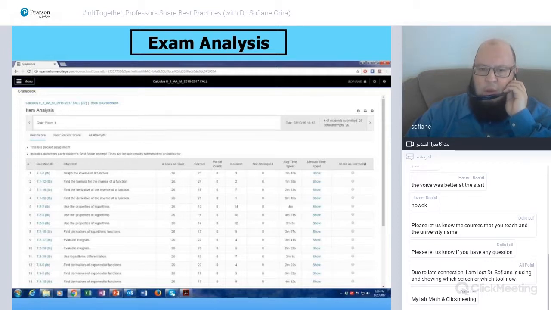So like this, you know which part of the chapter, which section, the students did not understand or had a hard time with. So it's easy to identify this. For example, if you have one question, like here, question 11, with only 11 correct out of 26, you know that this subject may be a little bit difficult, or you have to spend more time explaining it to the students.